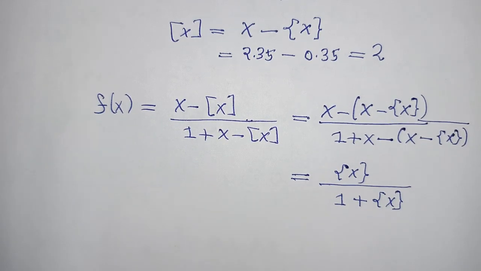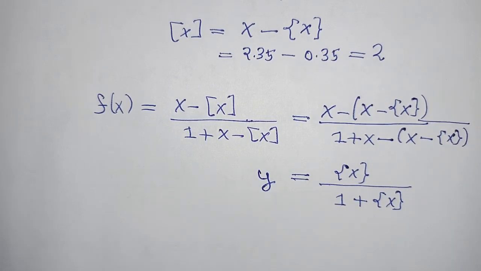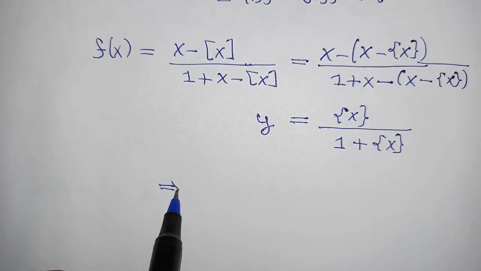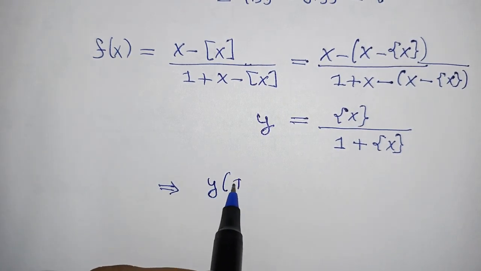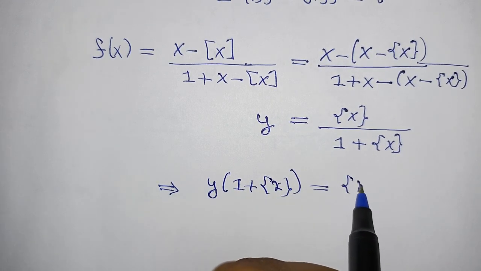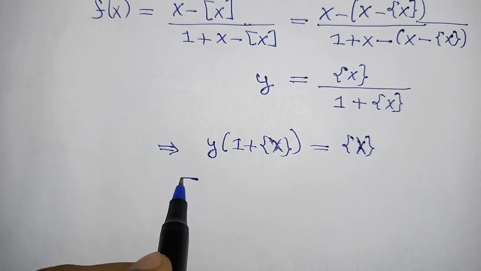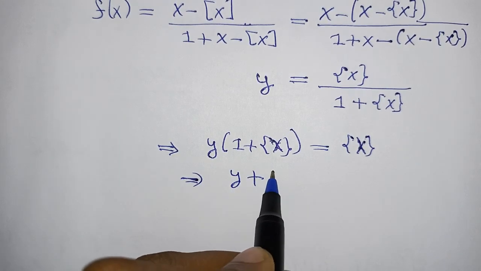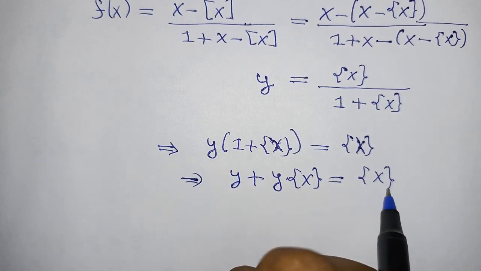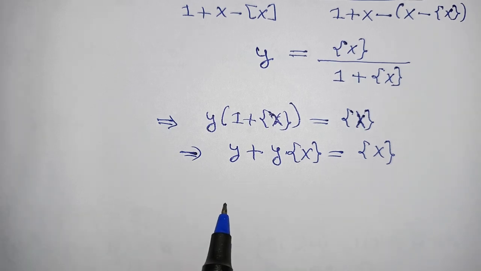Correct. Now suppose this function f(x) is nothing but another variable y. So now we can also simplify this as y times (1 + {x}) is equal to {x}. When you multiply, we have y + y{x} = {x}. Why are we doing this? We want to separate the fractional part of x in terms of y.